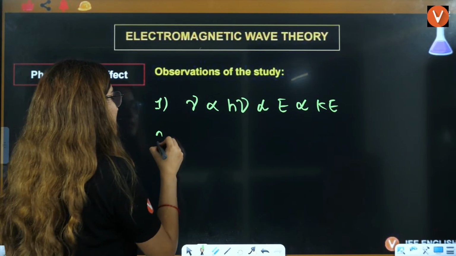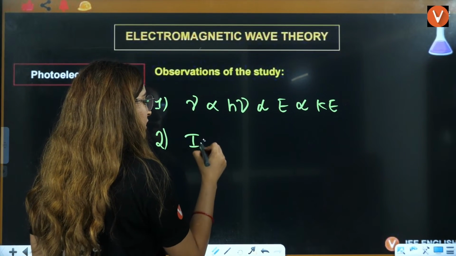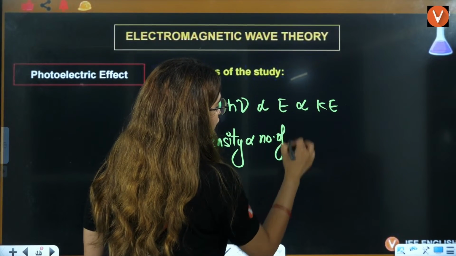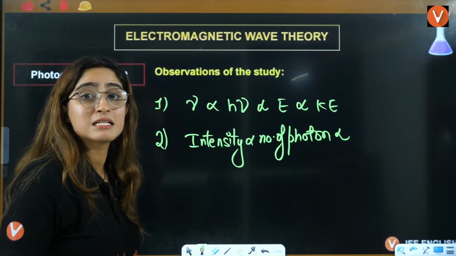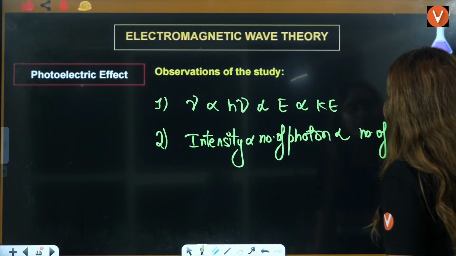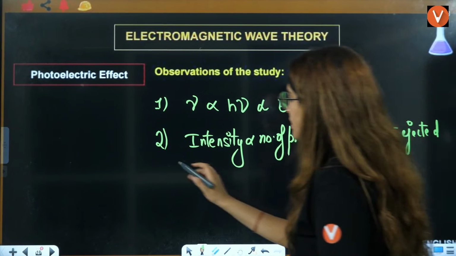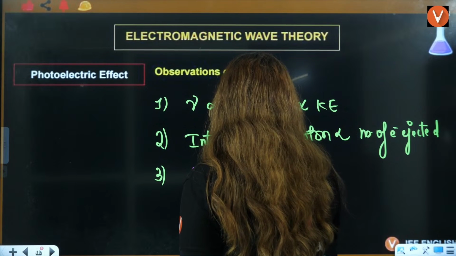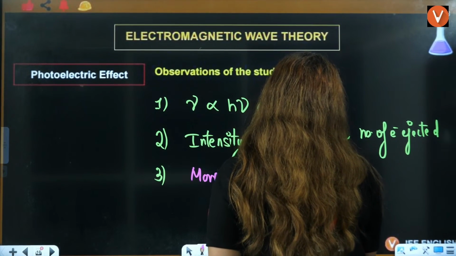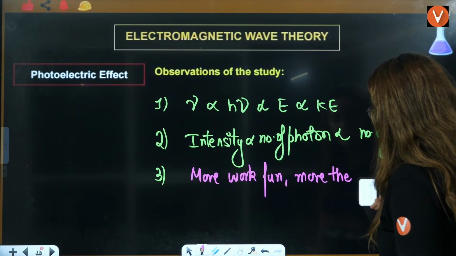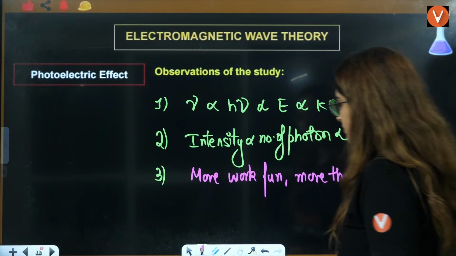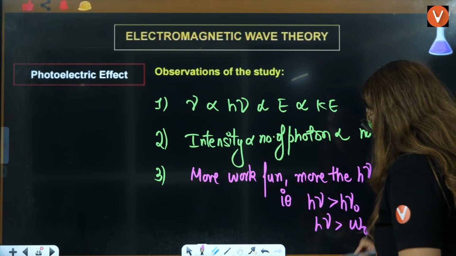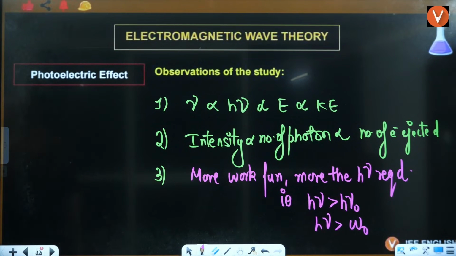Second, intensity. What is intensity, guys? Intensity is the number of photons. That will define the number of photoelectrons, the number of electrons ejected. Third, the more the work function, the more h mu is required. It means h mu has to be greater than h mu naught. h mu has to be greater than the work function. These are the 3 observations that we can make from here.